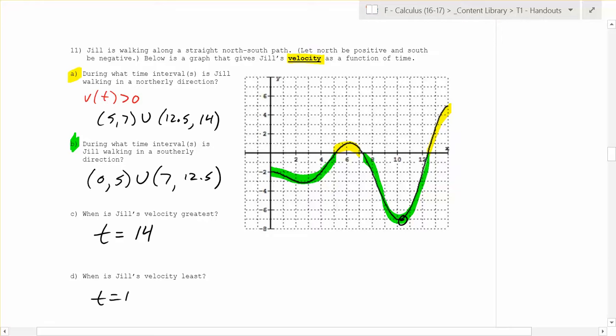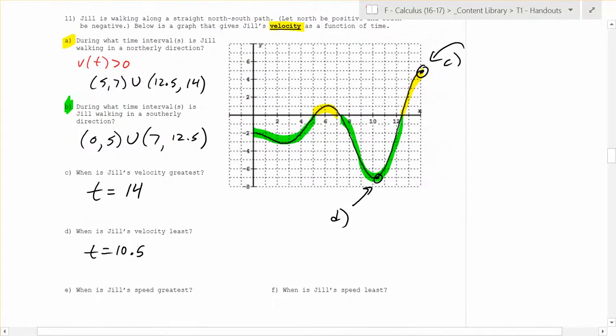T equals, let's say, 10.5. So that would be D right there. And where it's 14, that one right there would be C. Are we okay so far? Yeah. Okay.